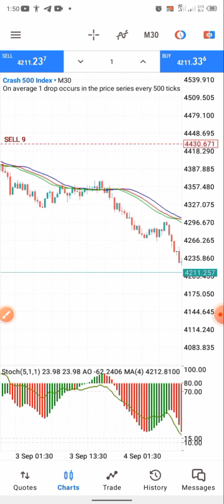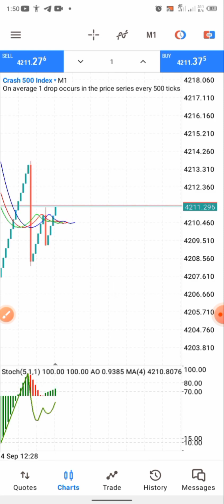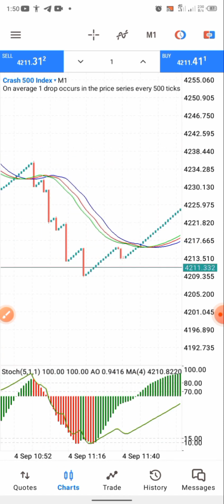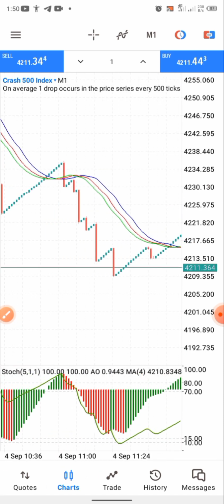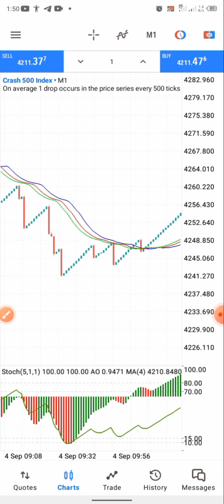Now let me first start with the scalping one, before we dive into the swing one. For scalping, we are going to use our 1 minute time frame. Now what are we expecting before we take any scalping trade? You can see this is what we are expecting.